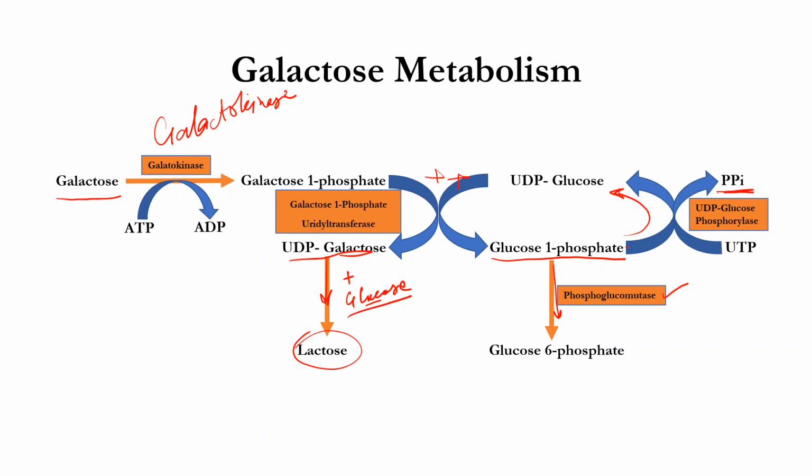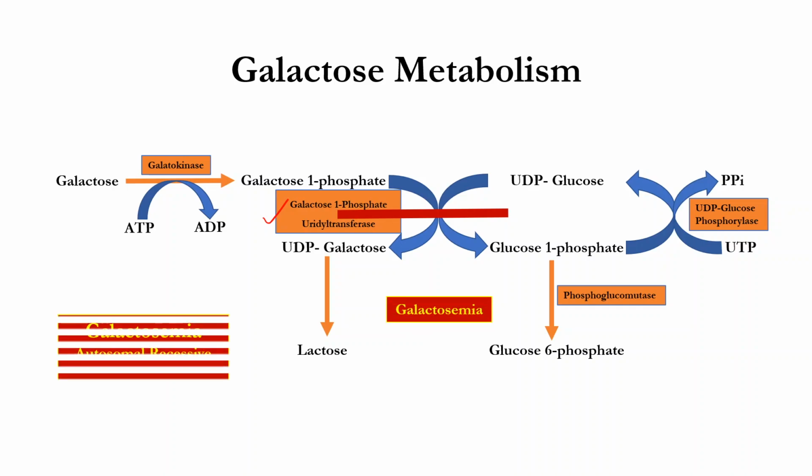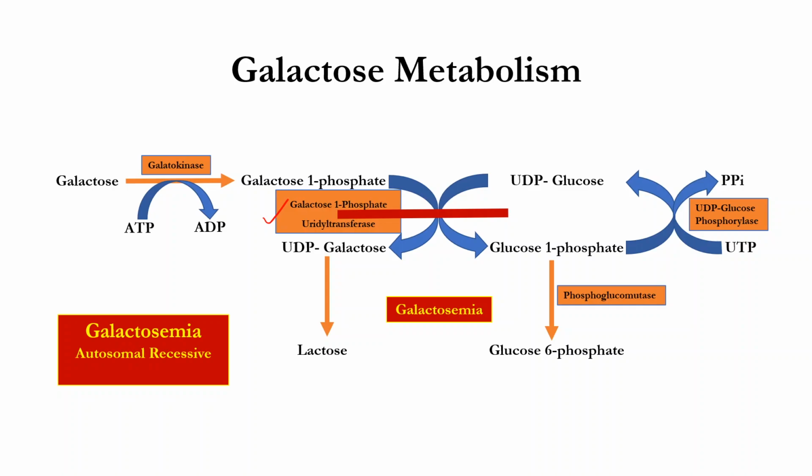Now there may be certain diseases due to metabolic problems. For example, in galactose metabolism, this enzyme, galactose 1-phosphate uridyl transferase, may be defective, absent, damaged, or present in low quantity. In this condition, the disease is known as galactosemia. Galactosemia is an autosomal recessive disorder, and it is difficult for the child to develop normally if this enzyme is absent or defective, because the child is mainly dependent on milk initially.